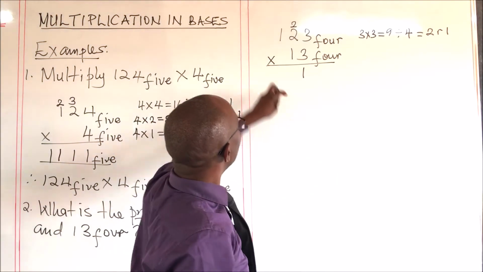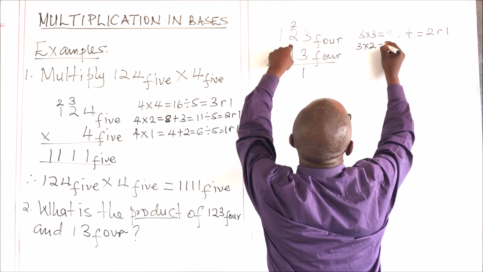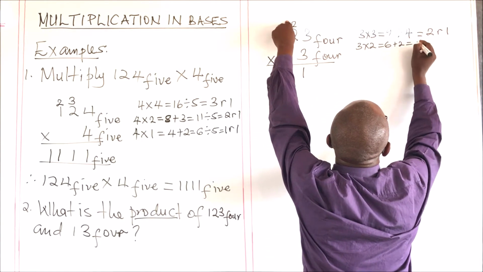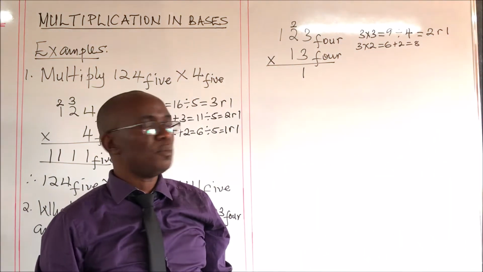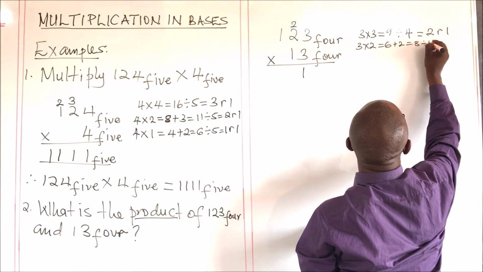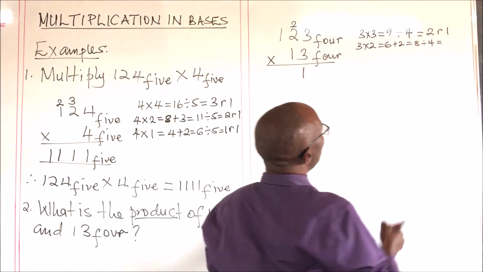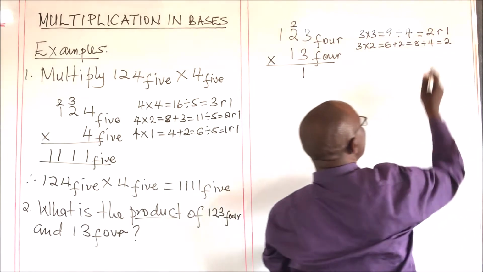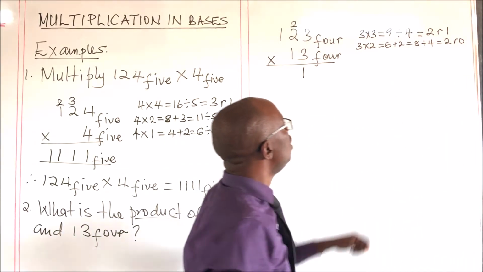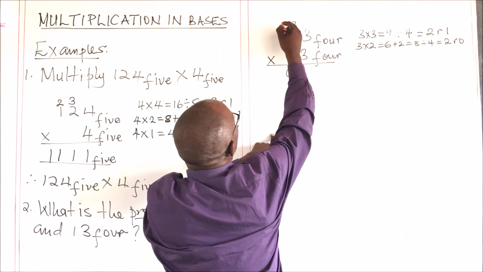Are we together? So now we are multiplying 3 times 2, we get 6. But plus what we carried, which is 2, we get 8. We cannot write 8 in base 4 because 8 is greater than the base, which is 4. So we divide 8 by the base, which is 4. 8 divided by 4 is 2. 2 times 4 is 8. 8 minus 8, the remainder is 0. So the remainder, we write it down. The whole number, we carry to the next place value.